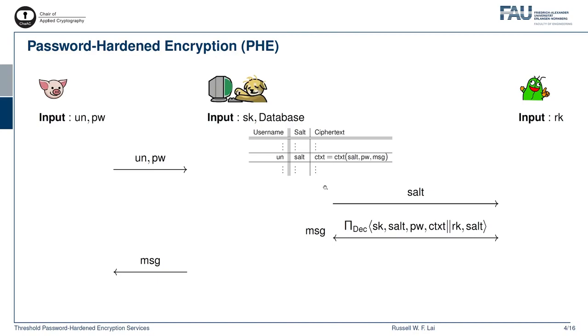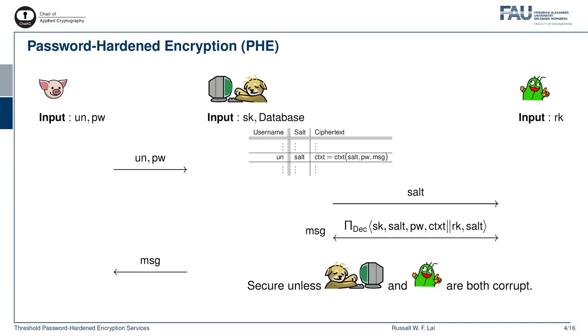To check whether the password is correct and then decrypt the ciphertext, the server first sends the salt to the rate limiter. The two parties then jointly compute a decryption protocol, after which the server should learn the message, given that the password is correct. The rate limiter should learn nothing other than the salt and perhaps also whether the password is correct, but nothing else. A PHE scheme should be secure unless both the server and the rate limiter are corrupt.